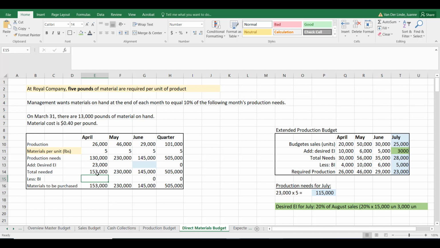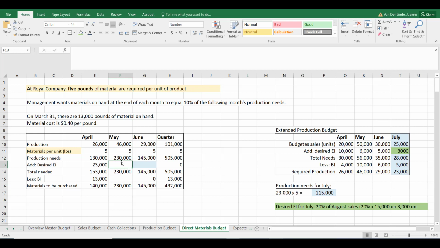So that's what I started April with. So now I'm going to subtract out my beginning inventory of 13,000 from the 153. So that shows that of the 153, we would only need to purchase 140,000 pounds of raw materials to meet production needs, but also to have the necessary amount left over to start the new month with. Now we'll do the same thing here for May.